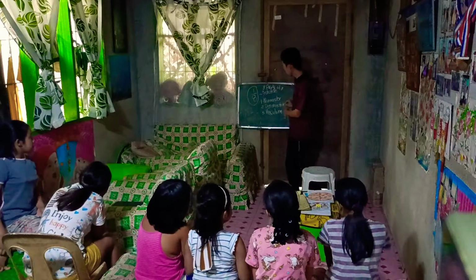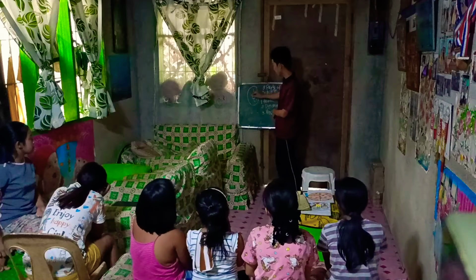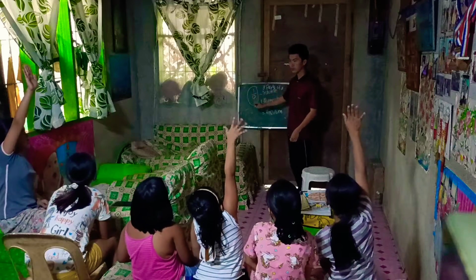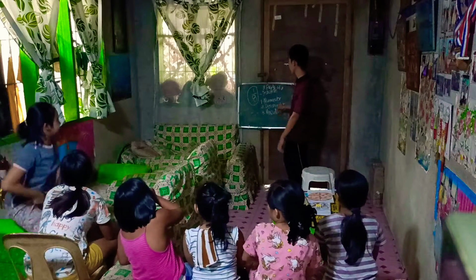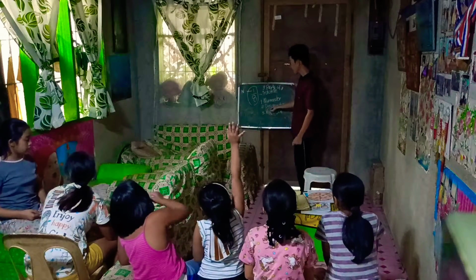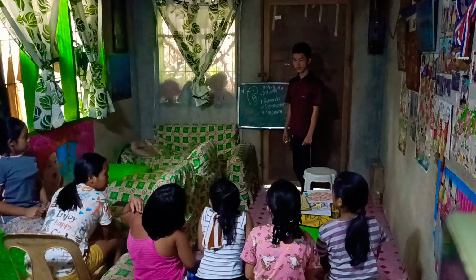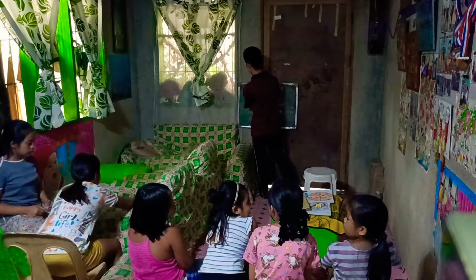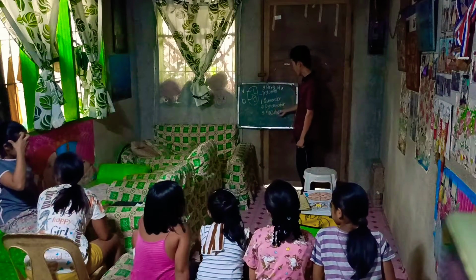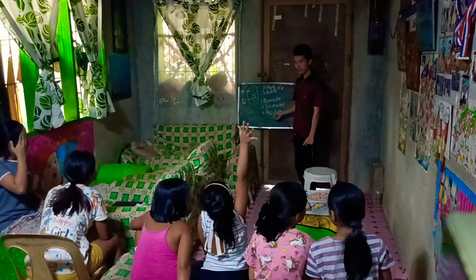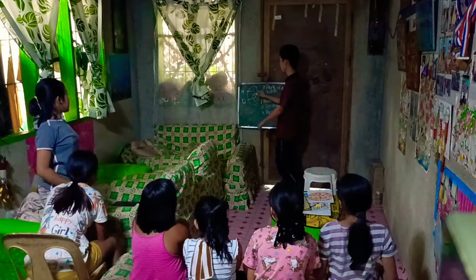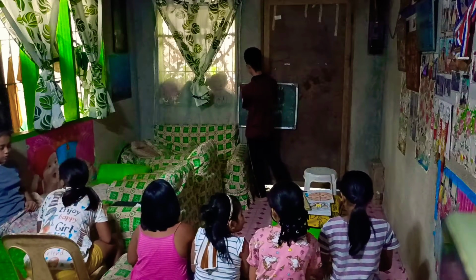So in the given example, what do you think is the numerator in this example? Yes, Arby. 1. Yes, that's right. This is the numerator. So what about the denominator? Yes, Ara. 8. Yes, that's right. This is the denominator. So what about the vinculum? Yes, Arvin. Yes, that's right. This is the vinculum.